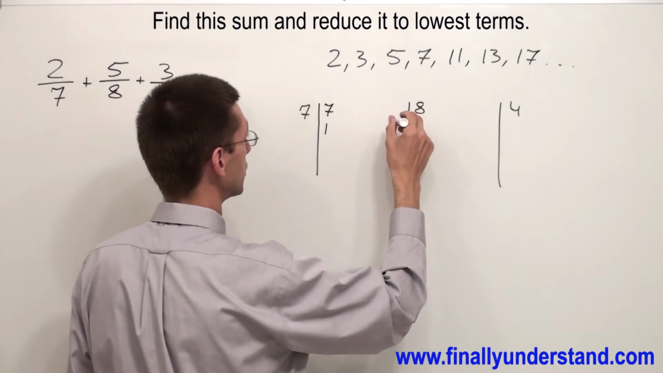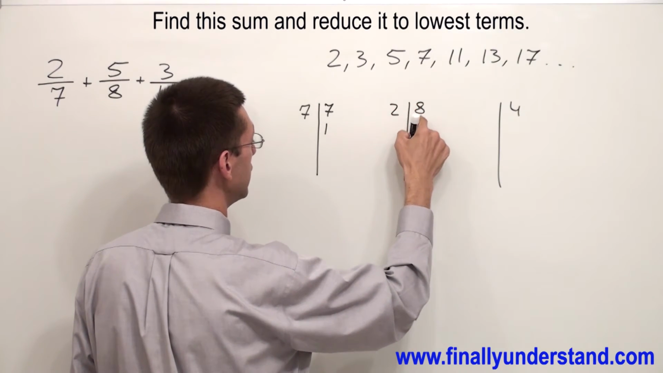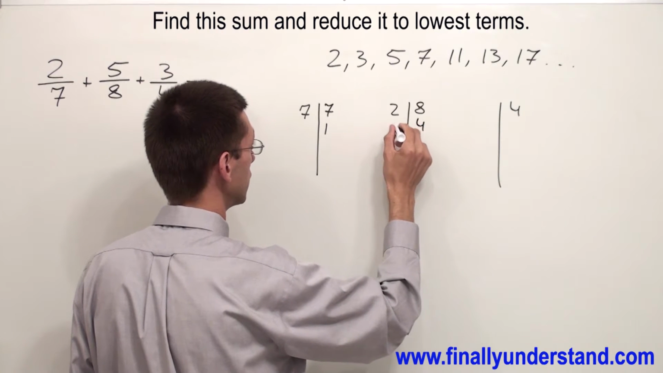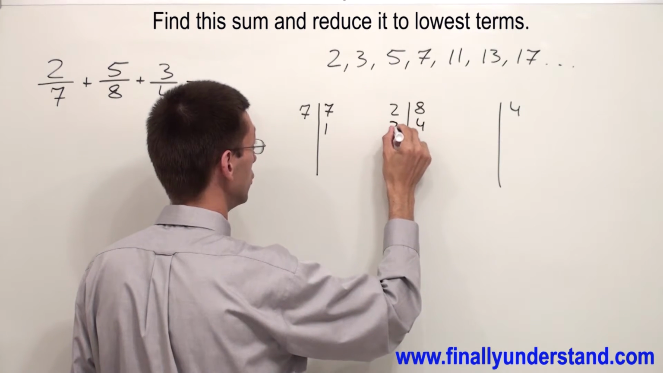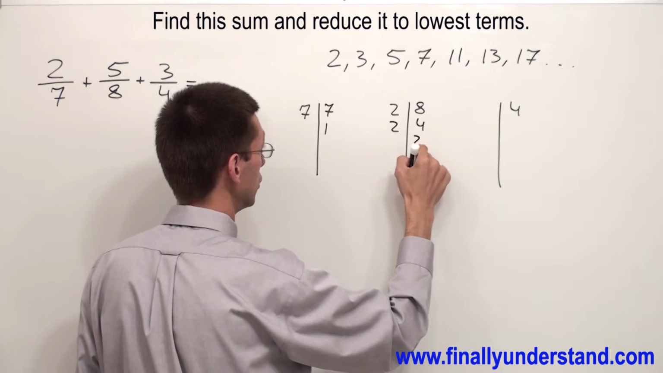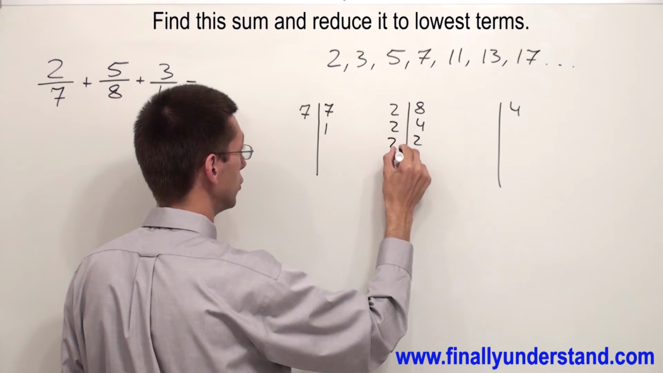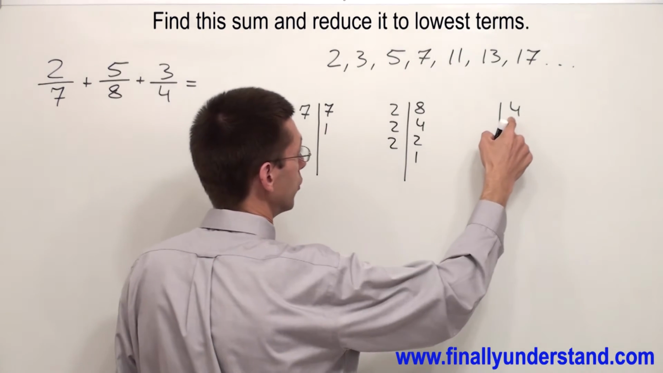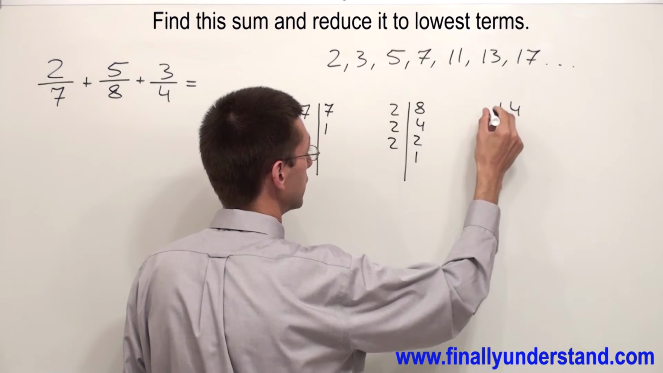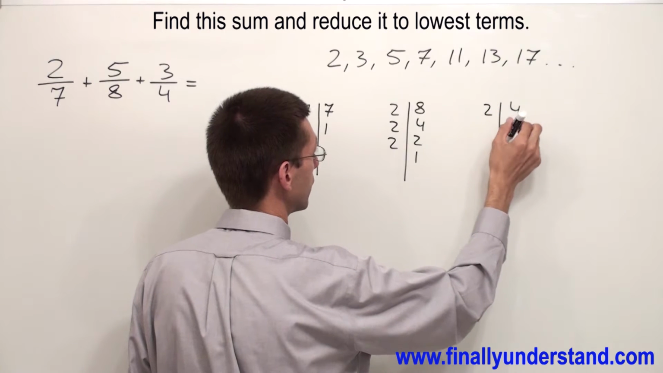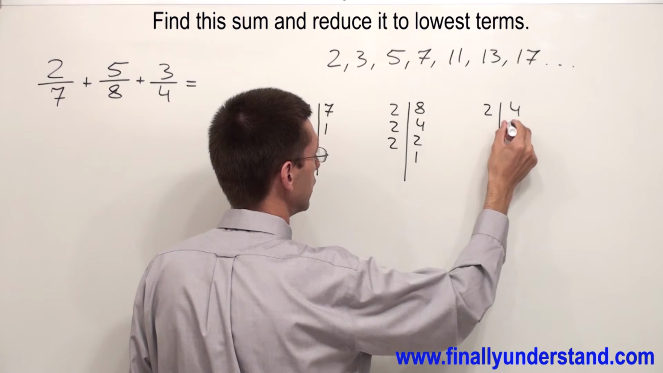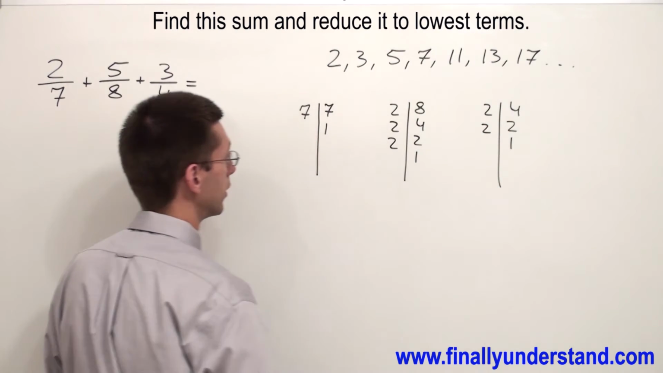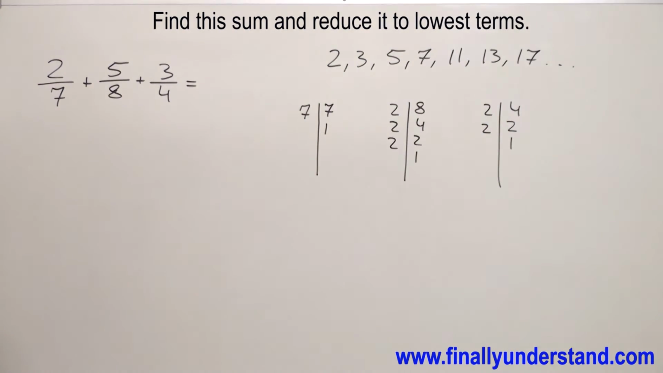8 is divisible by 2. 8 divided by 2 gives me 4. 4 divided by 2 is going to give me 2. 2 divided by 2 gives me 1. 4 is divisible by 2 and gives 2, 2 is divisible by 2, it gives me 1. Okay, I finished with the divisions.